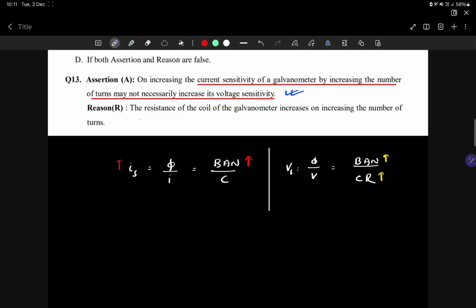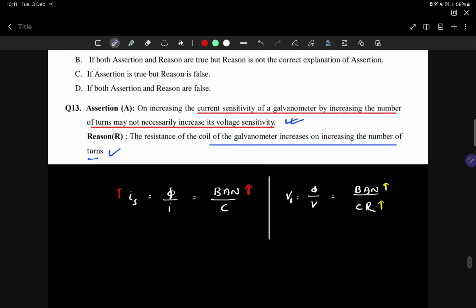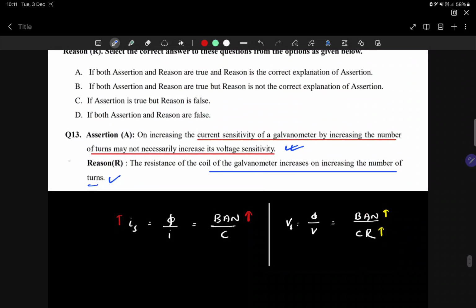And in the reason it is written, the resistance of the coil of the galvanometer increases on increasing the number of turns. Yes, it is true, and it is the correct explanation of assertion A. So option A is our answer.